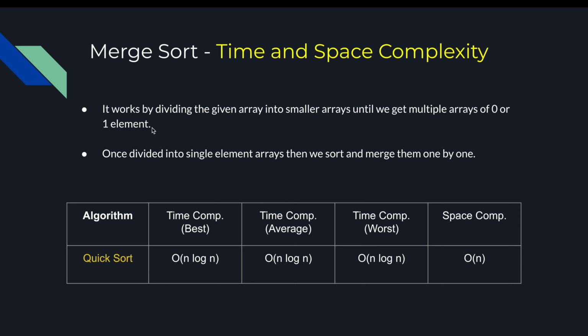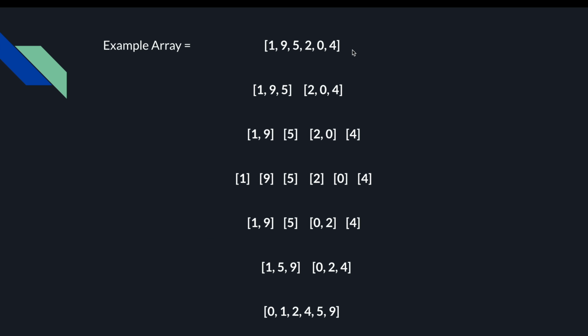works. Now if you remember the definition, merge sort works by dividing the given array into smaller arrays until we get multiple arrays of 0 or 1 element. And once the array is divided into single element arrays, then we sort and merge them one by one. Let's take a quick look at an example. Let's say this is our given data.